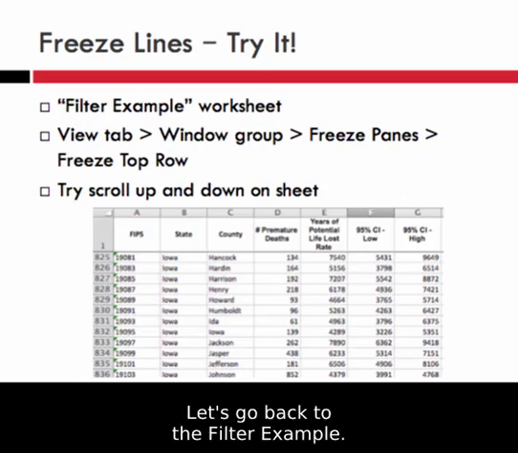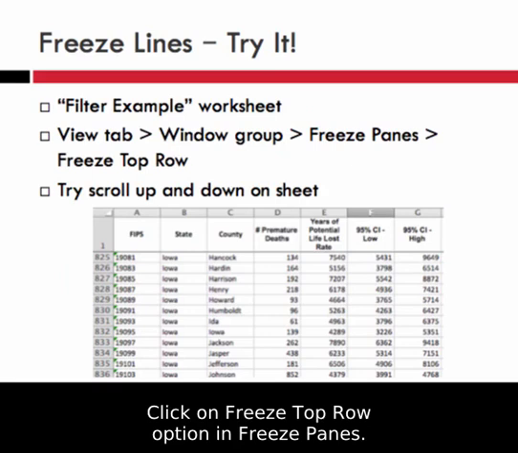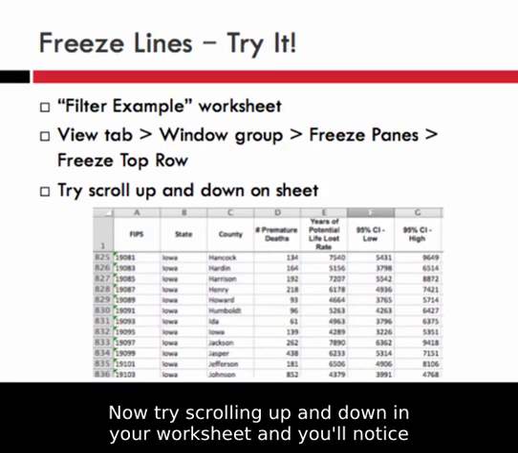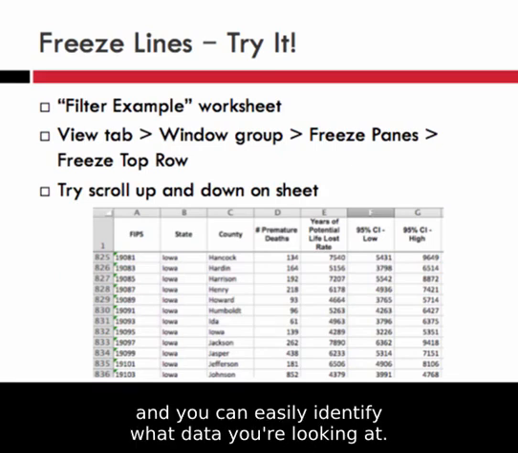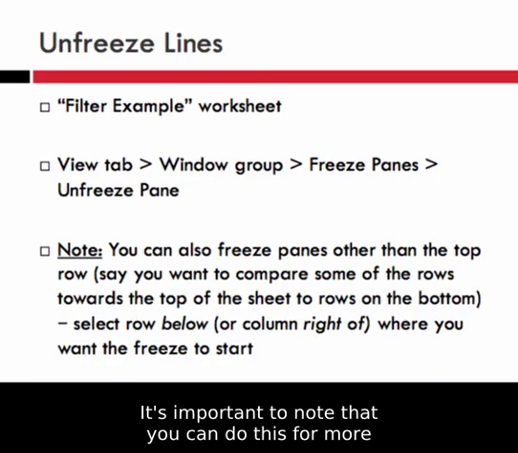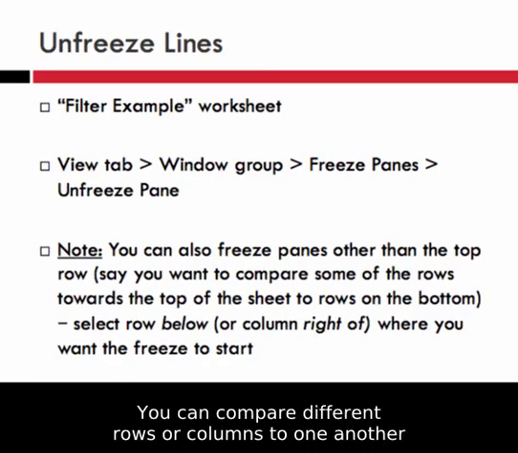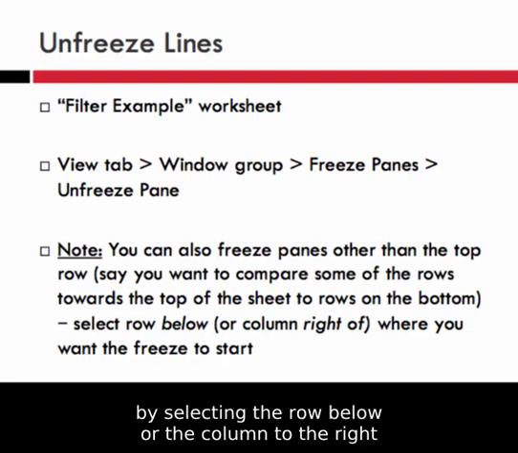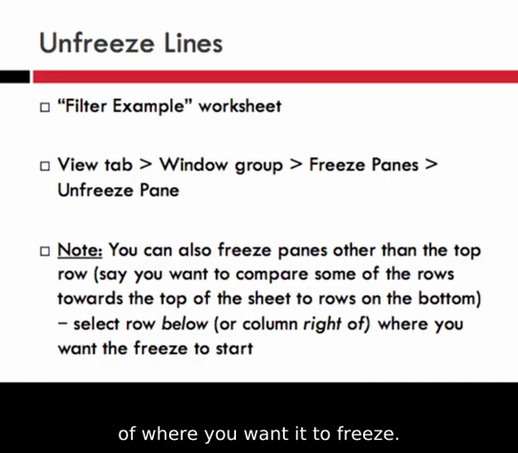Let's go back to the filter example. Click on Freeze Top Row option in Freeze Panes. Now try scrolling up and down in your worksheet and you'll notice that the headers are still there and you can easily identify what data you're looking at. You can also unfreeze the panes if you decide you don't need them. It's important to note that you can do this for more than just that top row. You can compare different rows or columns to one another by selecting the row below or the column to the right of where you want it to freeze.